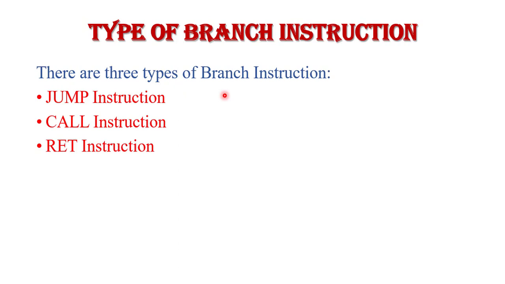There are basically three types of branching instruction. First is the jump instruction, next is the call instruction, and third is the return instruction. In some books or other places, only two types of branch instruction are classified: jump and call. But there are basically three types: jump, call, and return instructions. One by one, I will explain all three types in detail.